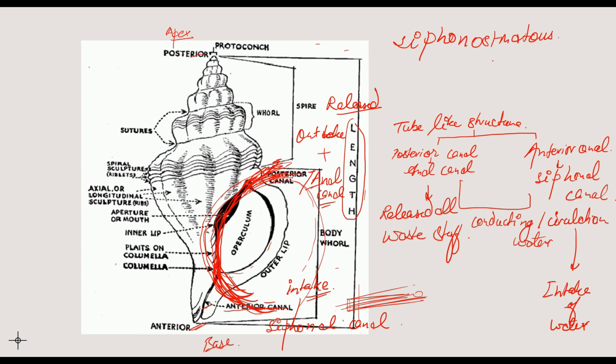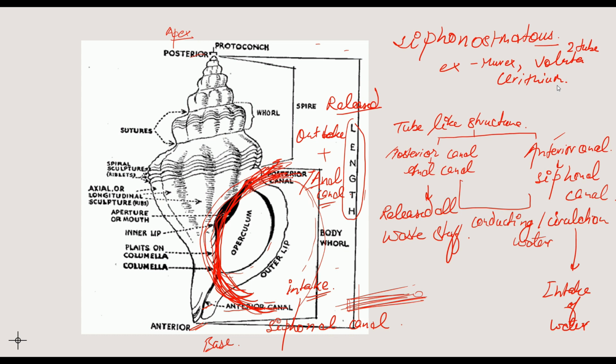Okay, so such gastropoda shells are known as Siphonostomatous, which generally have two tubes, posterior canal and anterior canal. Say for example Murex, Voluta and Cerithium, right? And guys, this is not fixed, that every gastropoda shell has two tubes.